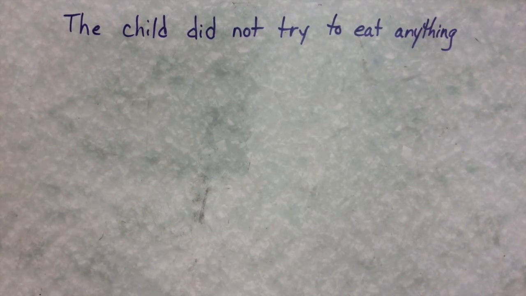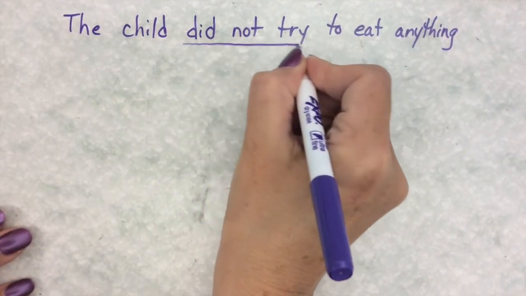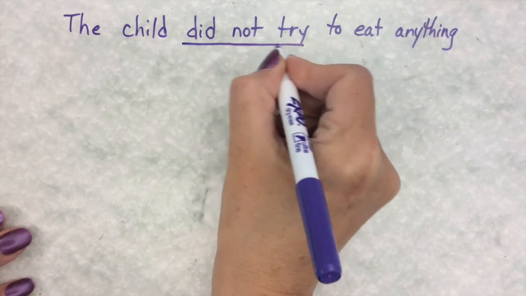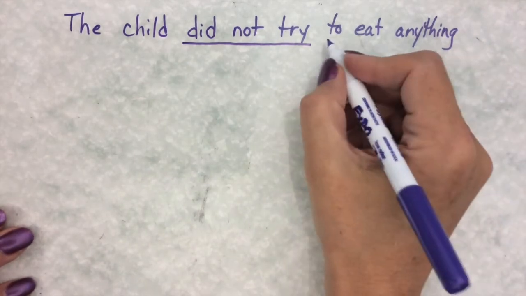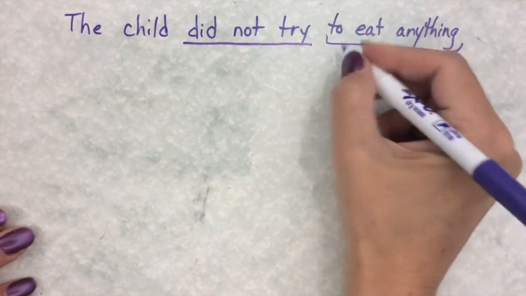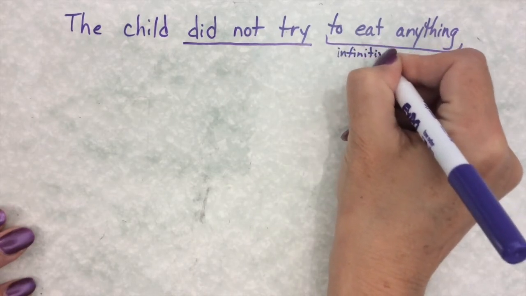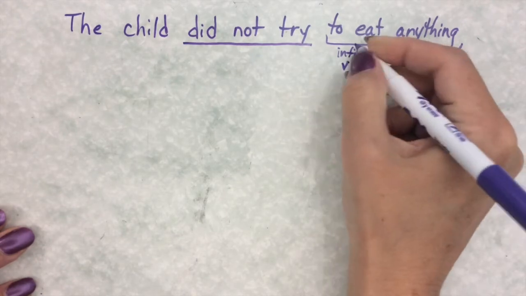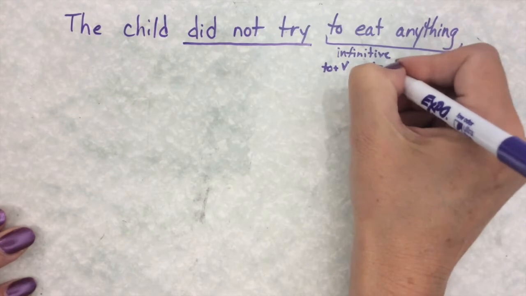Okay, so this sentence has a couple of new things in it. It has a verb form we haven't looked at yet, which is the verb did not try. And then we also have this group of words, to eat anything, and to eat is actually an infinitive, which is a verb, to plus a verb, that acts like a noun.